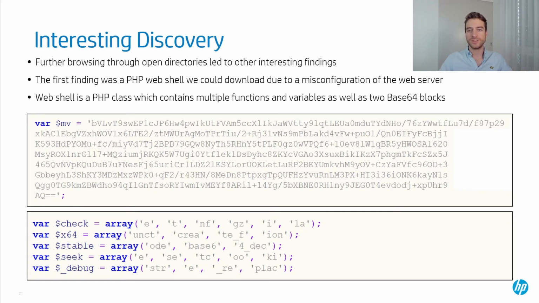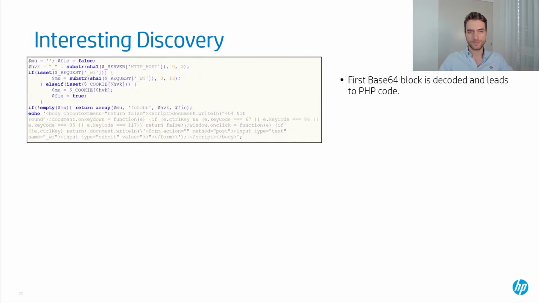Those arrays can be seen in the second image and resolved to functions like create_function, base64_decode, and str_replace. Digging a bit deeper, we found the following. The first base64 block leads to the PHP code which can be seen in the image on the left. The resulting code is interpreted by the PHP function create_function, which we saw in the array on the last slide.